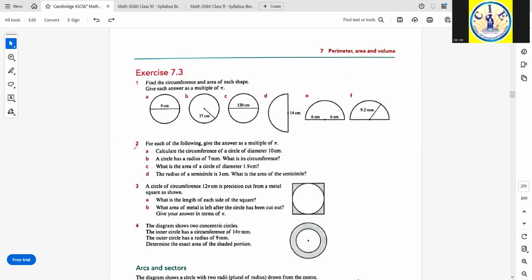It's question number 2 now. For each of the following, give the answer as a multiple of pi. Calculate the circumference of a circle of diameter 10.